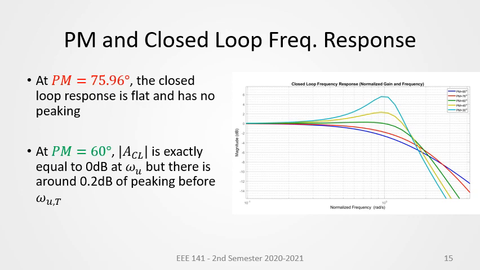Now, note that the two mentioned cases are the recommended phase margins for a fast response, meaning a system is close to the target phase margin if the closed-loop system is flat or has minimal peaking. The maximally flat response is achieved with a phase margin slightly above 60 degrees.